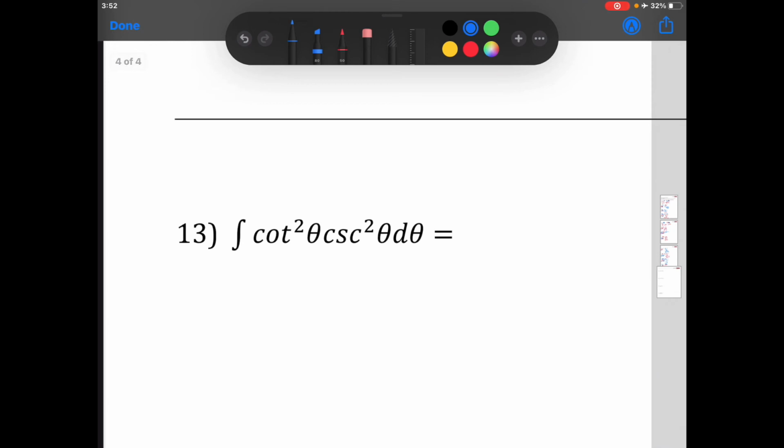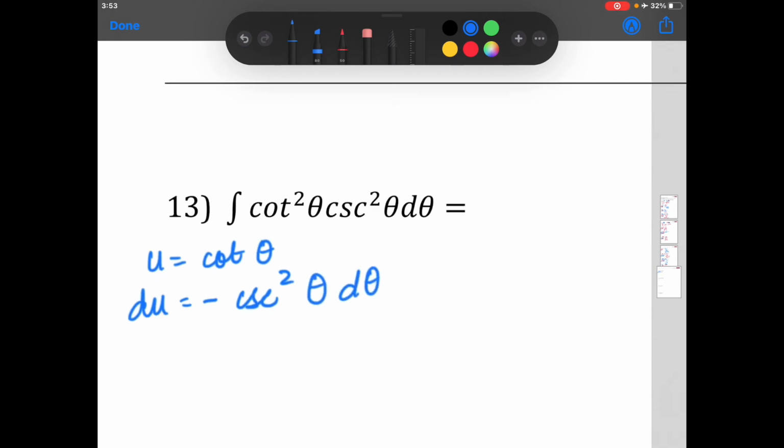And then last page. So here, what would I pick my u to be? So you have cotangent squared theta and cosecant squared theta. So think about it. If I pick cosecant theta to be my u, my du is going to be cosecant theta cotangent theta, which I kind of don't need. I don't have an extra cosecant. So I'll pick my cotangent to be u. So my u is cotangent theta. So du is going to be negative cosecant square theta d theta, right?